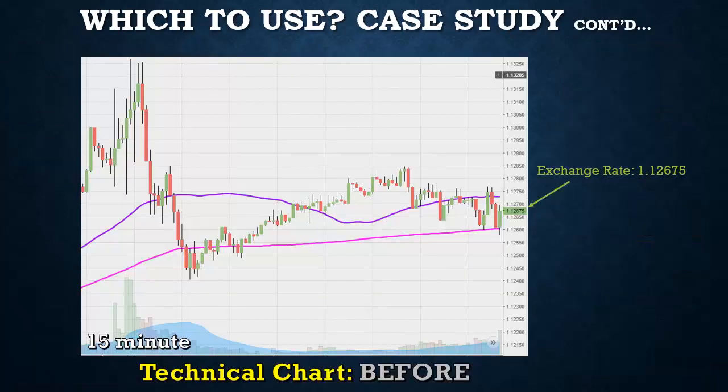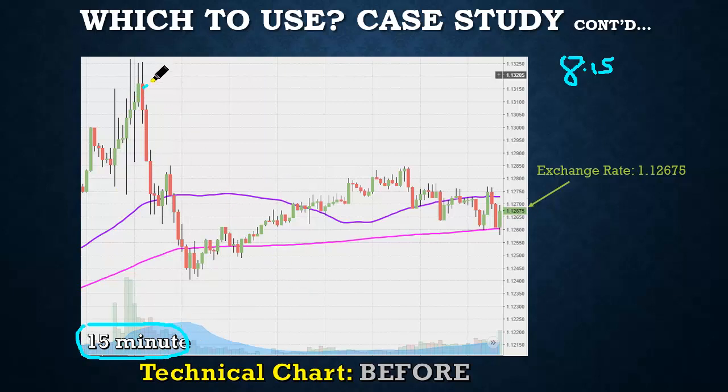So proceeding along with our example, this is what the euro dollar chart looked like right before the announcement happened. We just saw that announcement was at 8:15. This is the 15-minute chart. I realize you may have no idea what you're looking at right now. This could look like the Matrix to you.